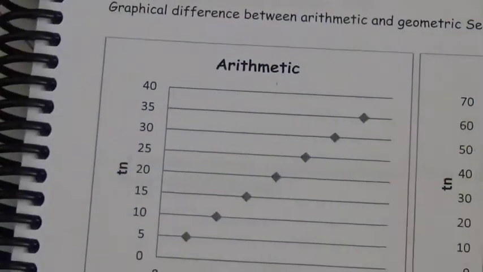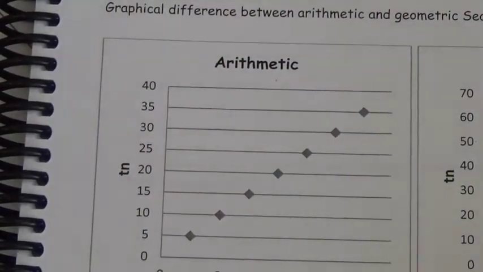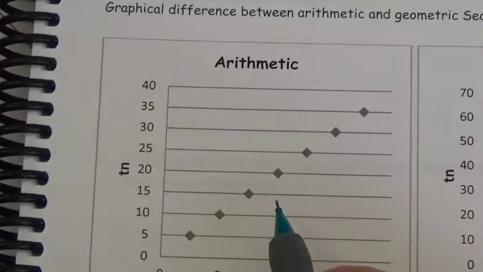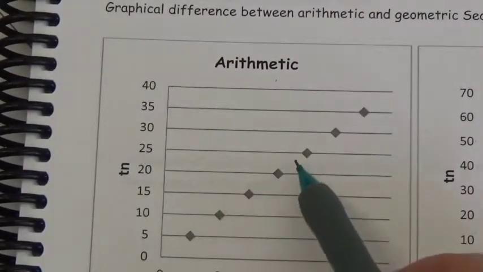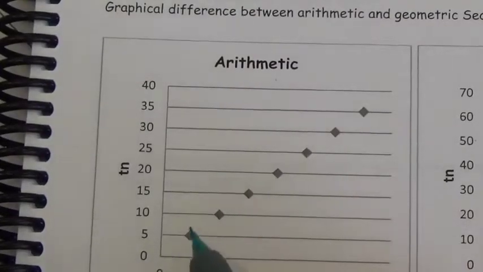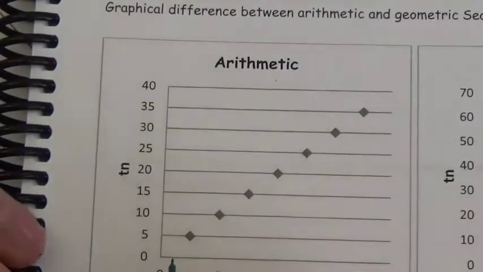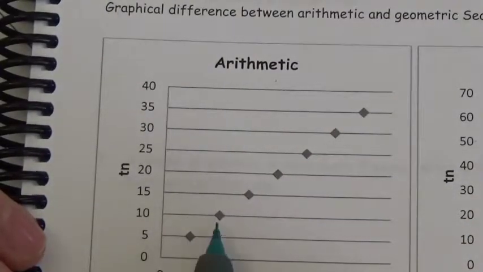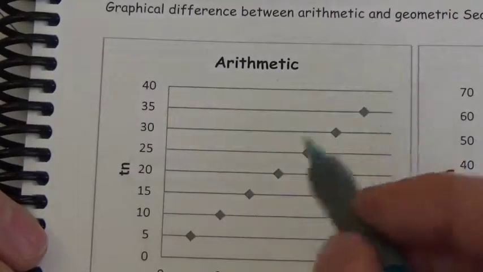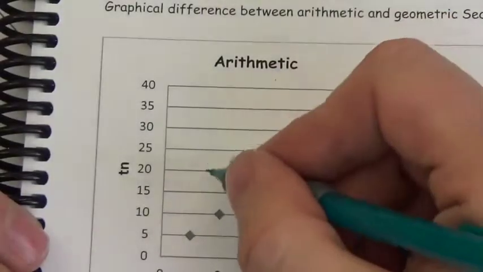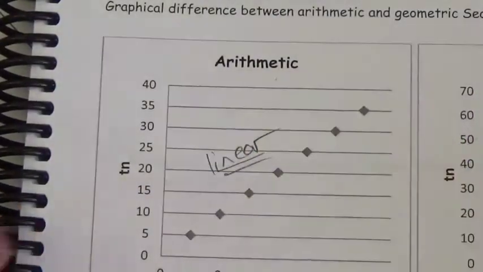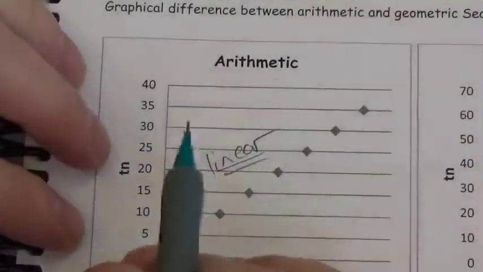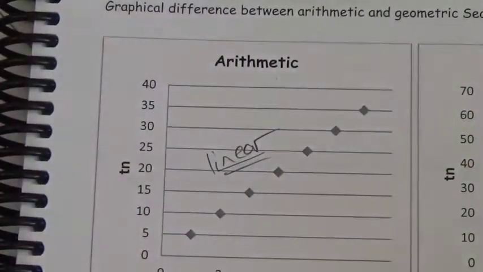Now, one thing you should be able to recognize: from the other lesson on arithmetic sequences, we noticed that the points are discrete values, little dots that show up on the graph. Here's the first term, second term, third term, fourth term, and so on, and they go up in a straight line. These arithmetic sequences are linear. They don't always have to be going up, they could be going down, but either way they're going to be a straight line.